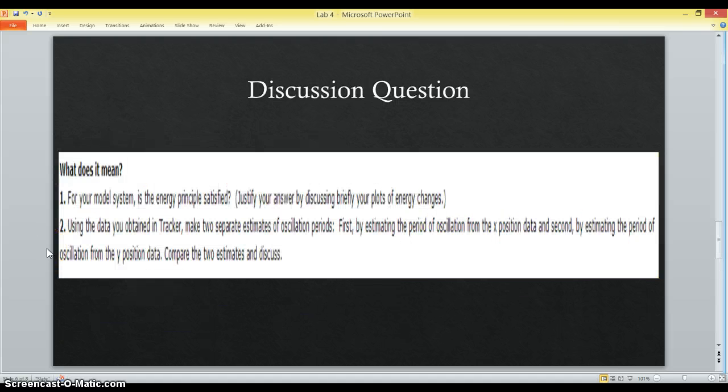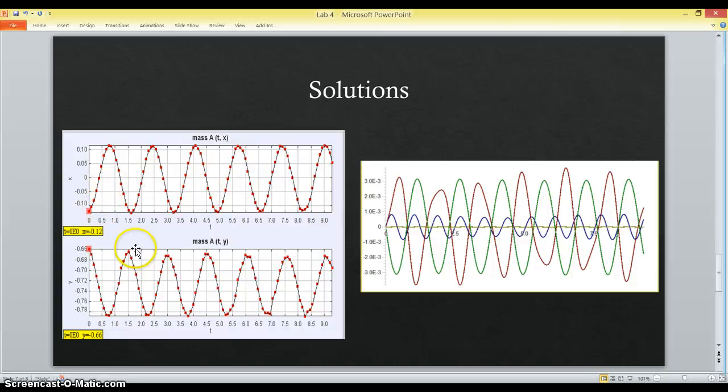The second discussion question of this lab says, using the data you obtained from Tracker, make two separate estimates of the oscillation periods. First, by estimating the period of oscillation from the X position data, and second, by estimating the period of oscillation from the Y position data. Compare the two estimates and discuss. This graph represents the solution to that question. As you can see, the periods are very similar with the average period of 1.5 seconds.